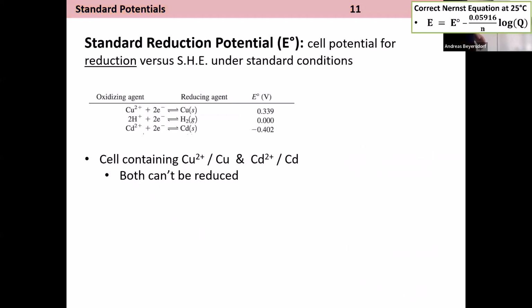Okay? So what happens if I just kind of shrunk this? Let's say I have a cell containing copper 2 plus going to copper and cadmium 2 plus in cadmium. So one of those will be my anode, one will be my cathode. I need to figure out which. Okay. So what do we do? Well, both of them can't be reduced.